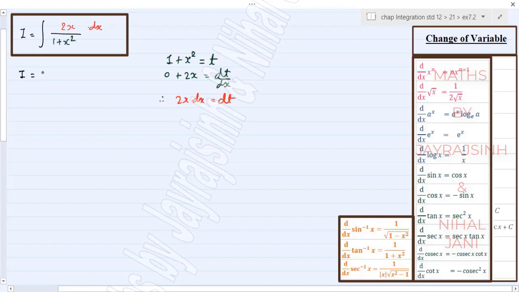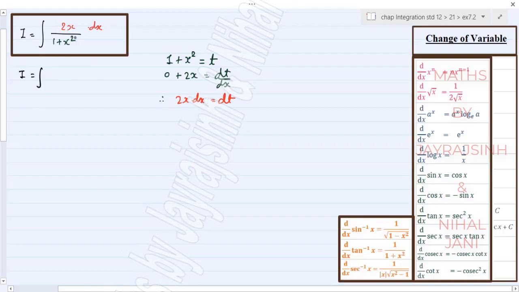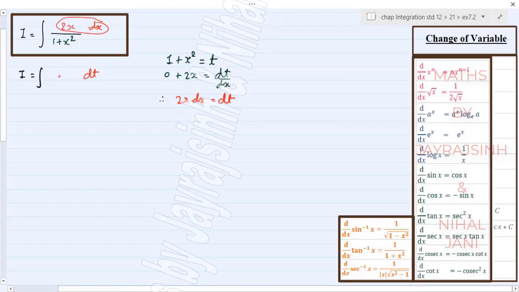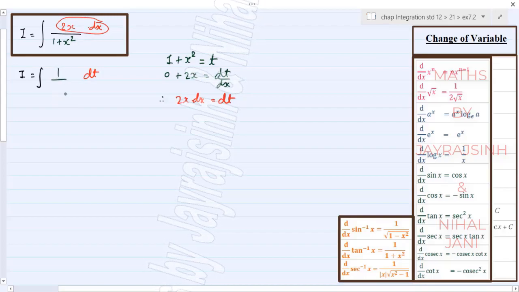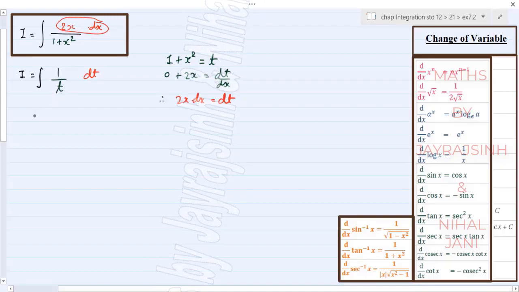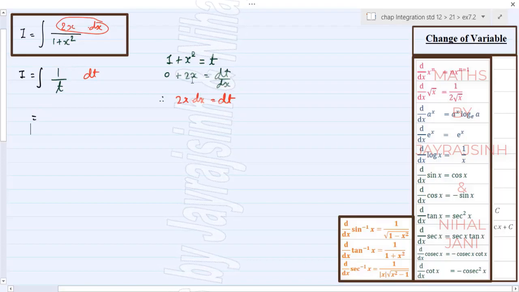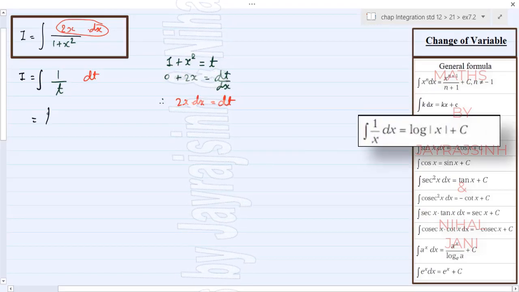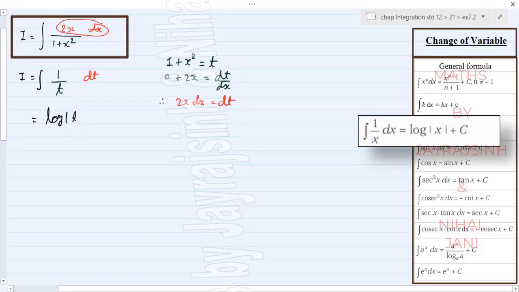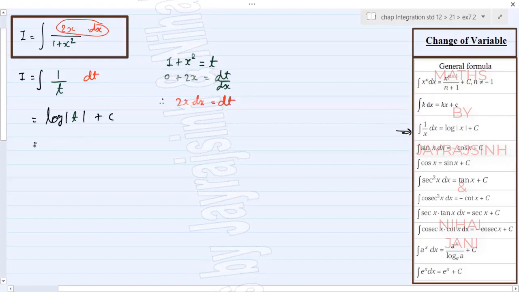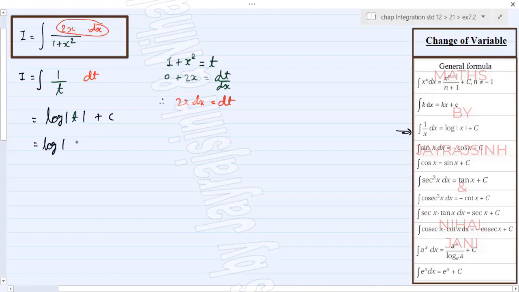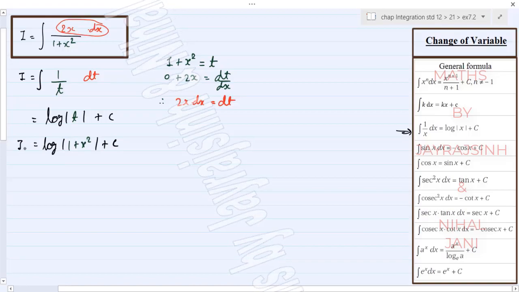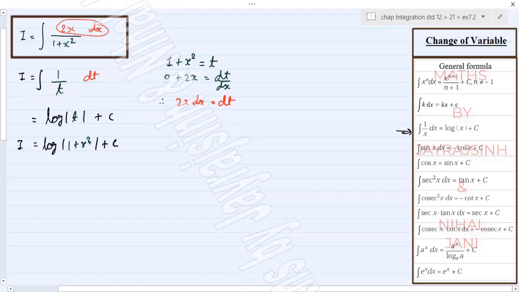So we can modify our integration in terms of t. Instead of 2x dx, we can write dt, and 1 upon 1 plus x square can be rewritten as 1 upon t. So here we get one simple integration. The integration of 1 by t is simply log t plus c, and to get the final answer, just substitute the value of t, which is 1 plus x square. So this is your final answer.